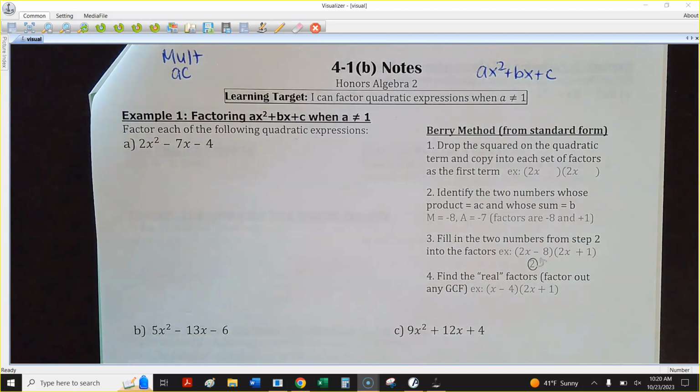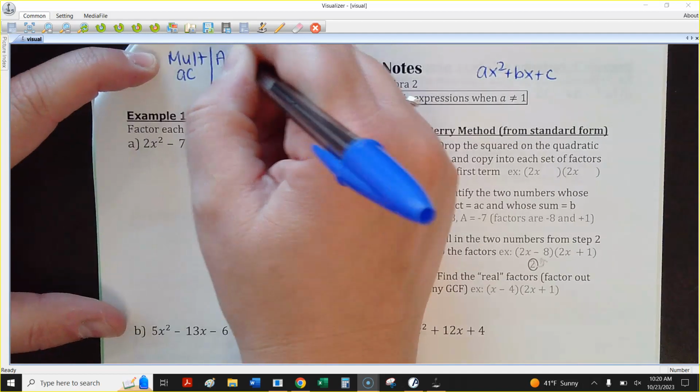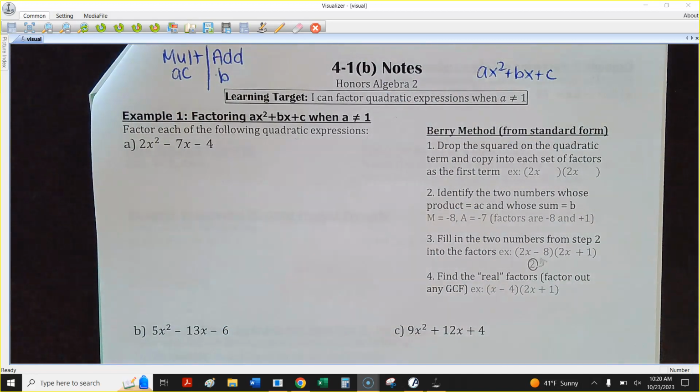All the questions that we were doing before the break were 1 times the c value because our a value is 1. So we're going to multiply the first and last term, the coefficients, and we're going to add to get the number in the middle, which is the b value in your ax squared plus bx plus c.